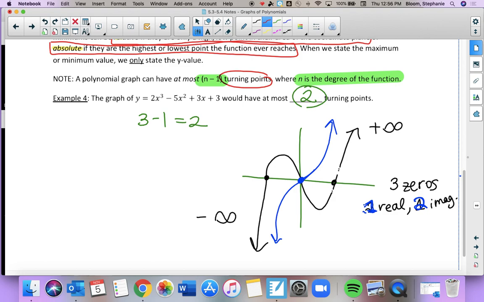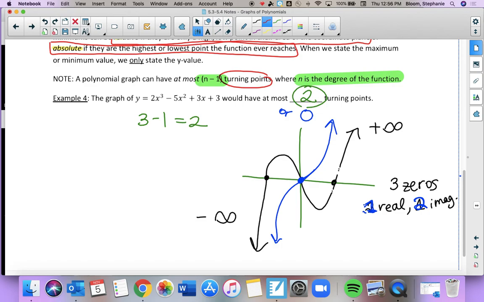So remember, a turning point means the graph changed direction. Okay? So here's the deal. When you're identifying turning points, the absolute most that you can have is n minus 1. And then after that, you subtract 2 every time, and that's how many it could have. So it could have 2, or it could have 0. And it's important that you recognize that, because your graph, if it has imaginary solutions, is not going to turn the most times that it could.